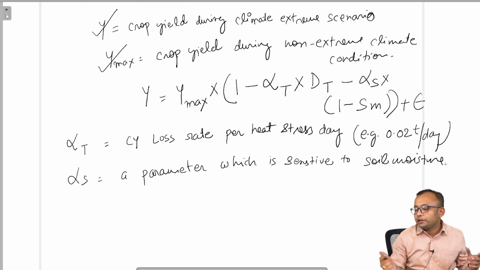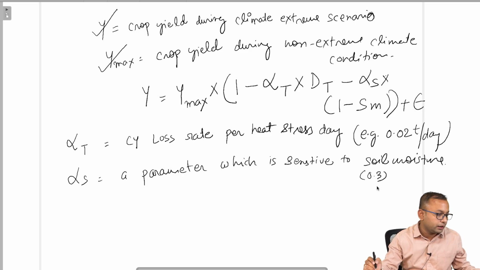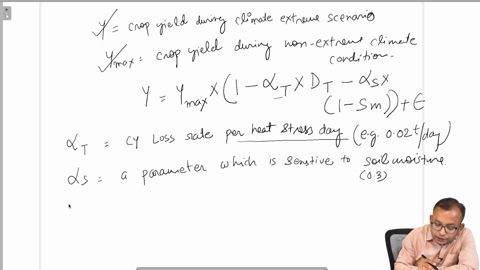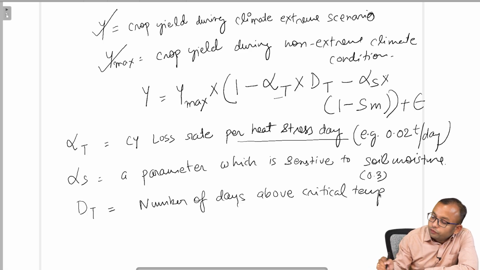Okay. So, for example, we can take this value as 0.3. Then let us say alpha t, we know, is the rate per heat stress day. What is dt? dt can basically be defined as the number of days above a critical temperature.